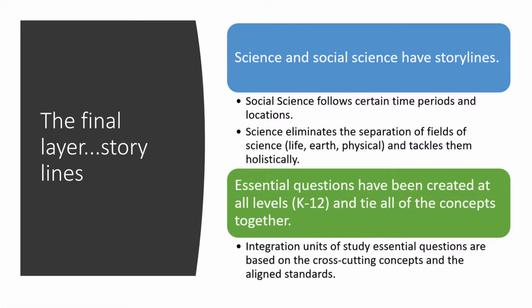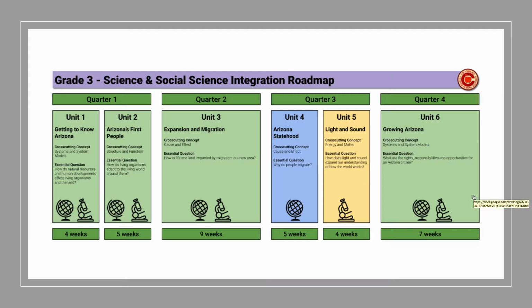So an essential question is your overarching question that you are trying to figure out by the end of your unit. If we look here at their third grade roadmap, we can see that our units are all labeled within our document, and we have the cross-cutting concept that each unit focuses on, and then the essential question that was written combining the two standards from science and social studies to create this unit. Again, the essential question is what drives your instruction, and it's the question that you are going to be able to answer by the end of your time with the unit.